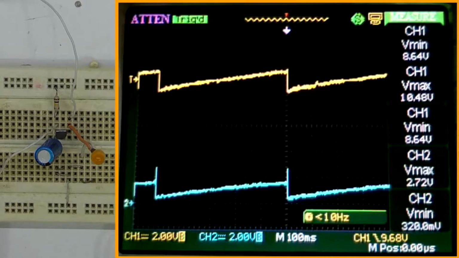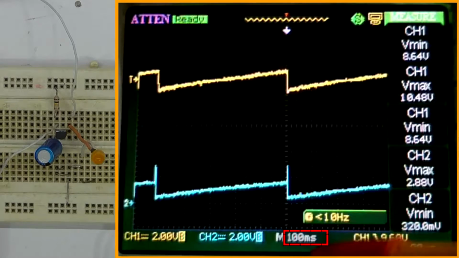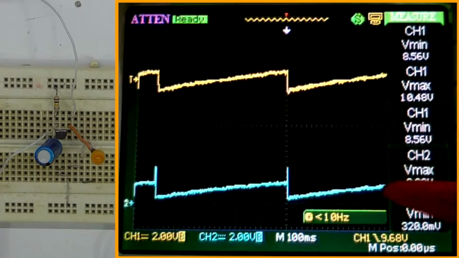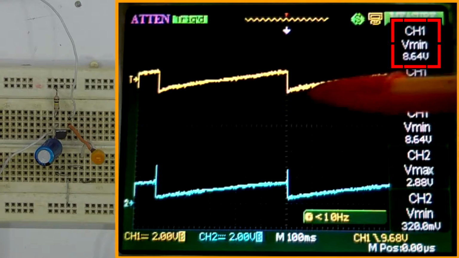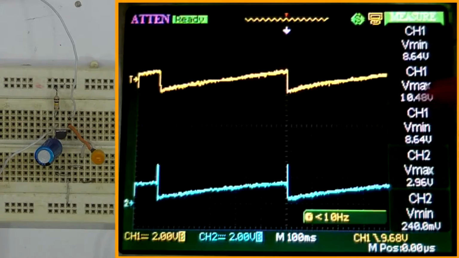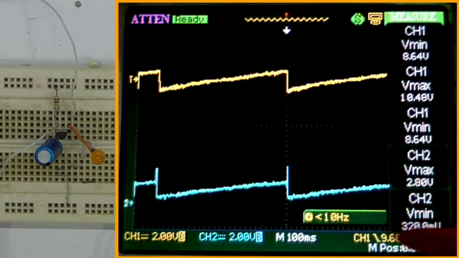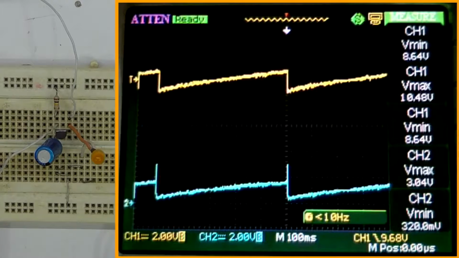What I've done is just to get a rough idea. I've got it at 2 volts per division on a 100 millisecond timescale, when it doesn't want to go to sleep. So I've got my measurements up here. On channel 1 I've got a minimum of 8.64 volts and a maximum of 10.48. On channel 2 I've got a Vmax of 2.88 and a Vmin of 320 millivolts. Both of them have the 0 set on the first division.